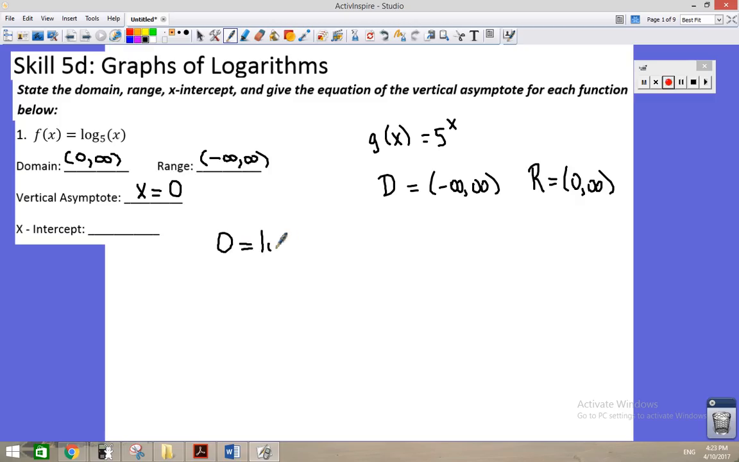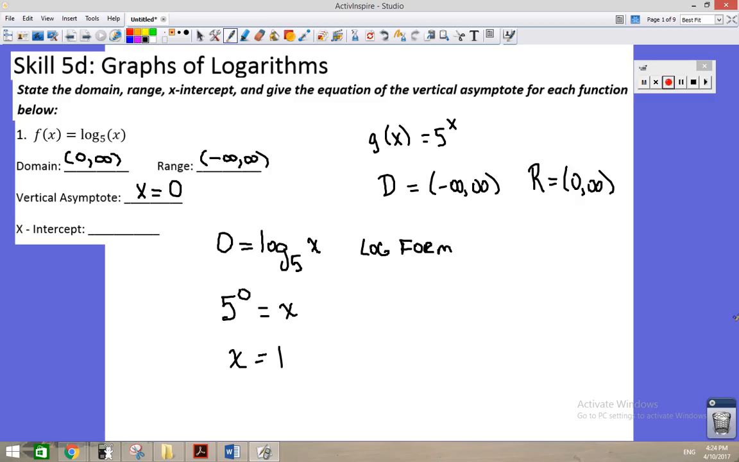To find the x-intercept for any function, you let y equal 0. So we want to solve this equation, log base 5 of x equals 0. This is in log form, so let's rewrite this in exponential form. Identify the base. The base is 5. What is the exponent on 5? Well, the logarithm equals the exponent, so 0 is the exponent. 5 to the 0 is equal to x, or in other words, x is equal to 1.